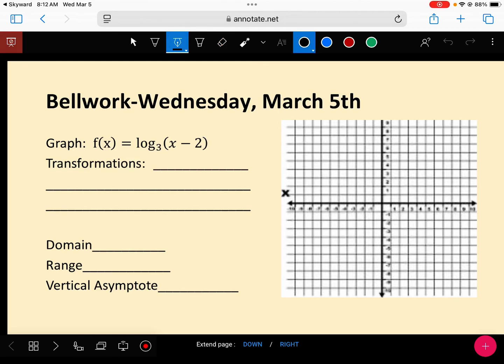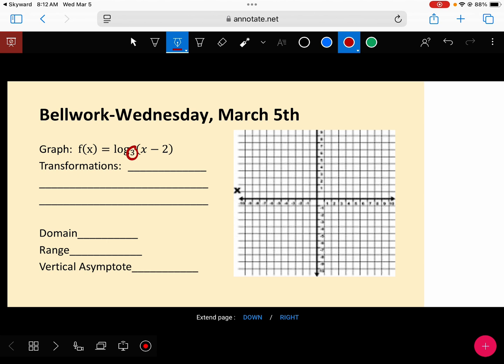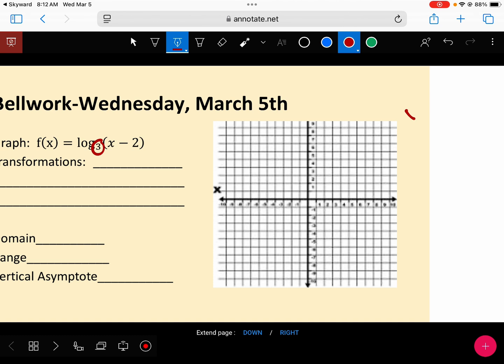One has a base 3. So I'm going to start off, and I know you don't have a whole lot of space. You'll just have to squeeze it in, make them super small. Make your table for y equals 3 to the x. So that's your y equals 3 to the x table. What do I have to do with that table to create my log table? Flip it.